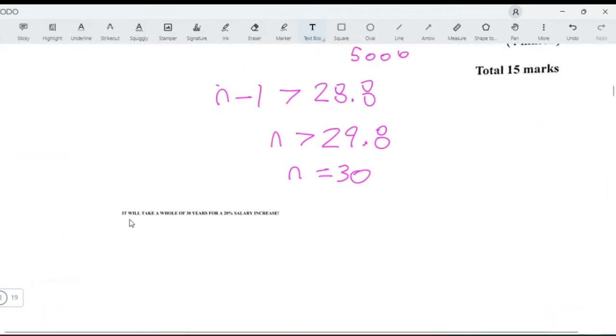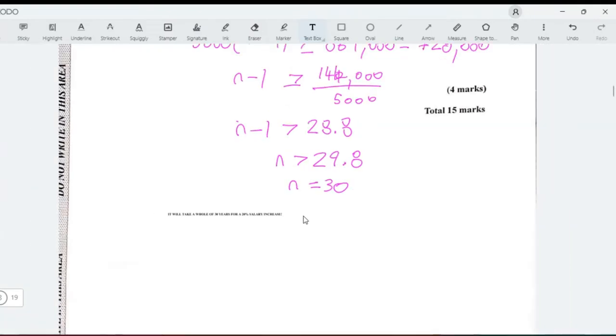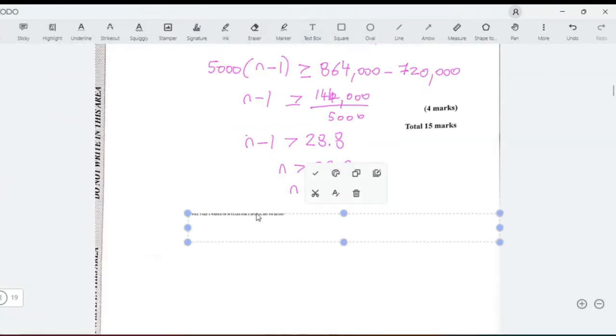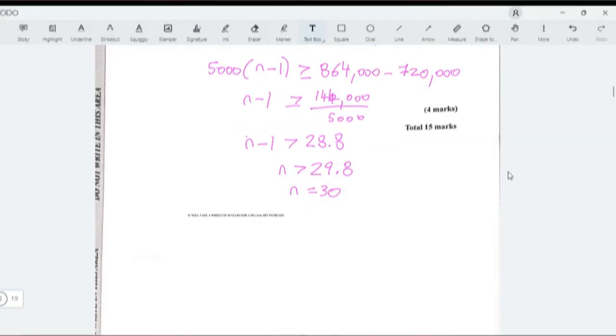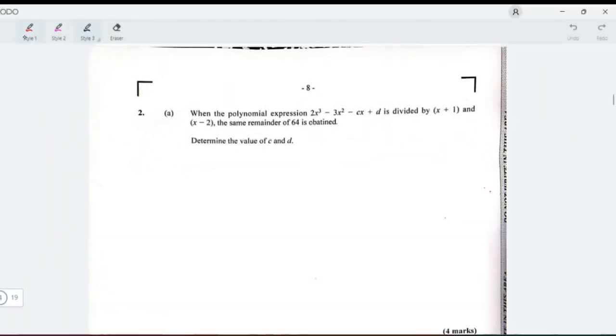But this is saying, as you can see, it will take a whole 30 years for a 20% salary increase. I'm not sure why the text is coming out that small, so I'm going to have to try to fix it. All right, question two now.